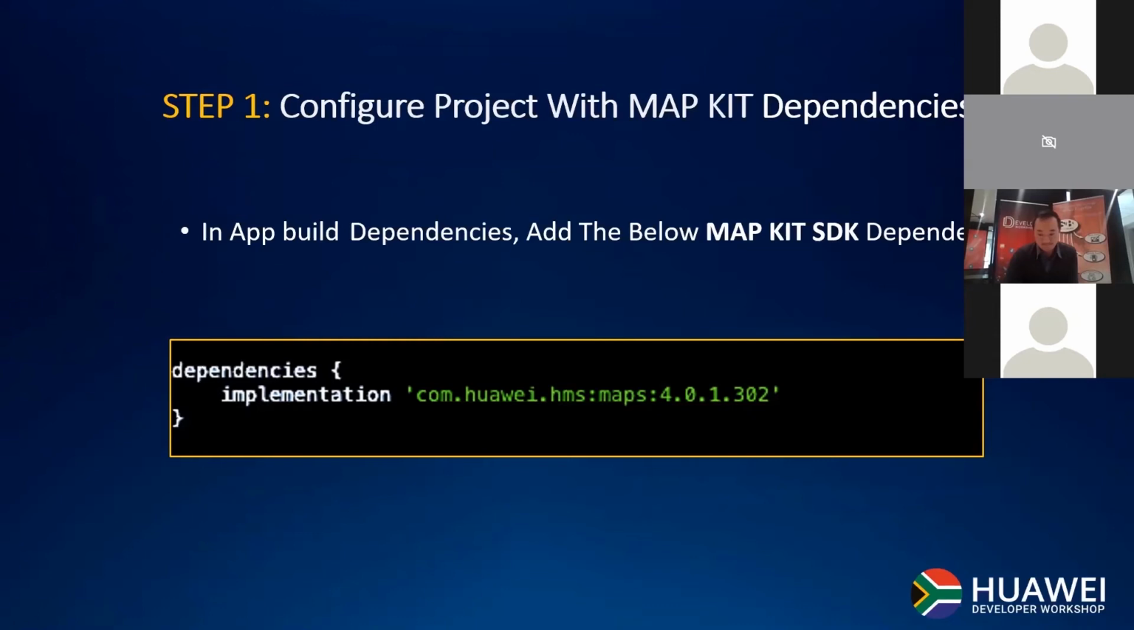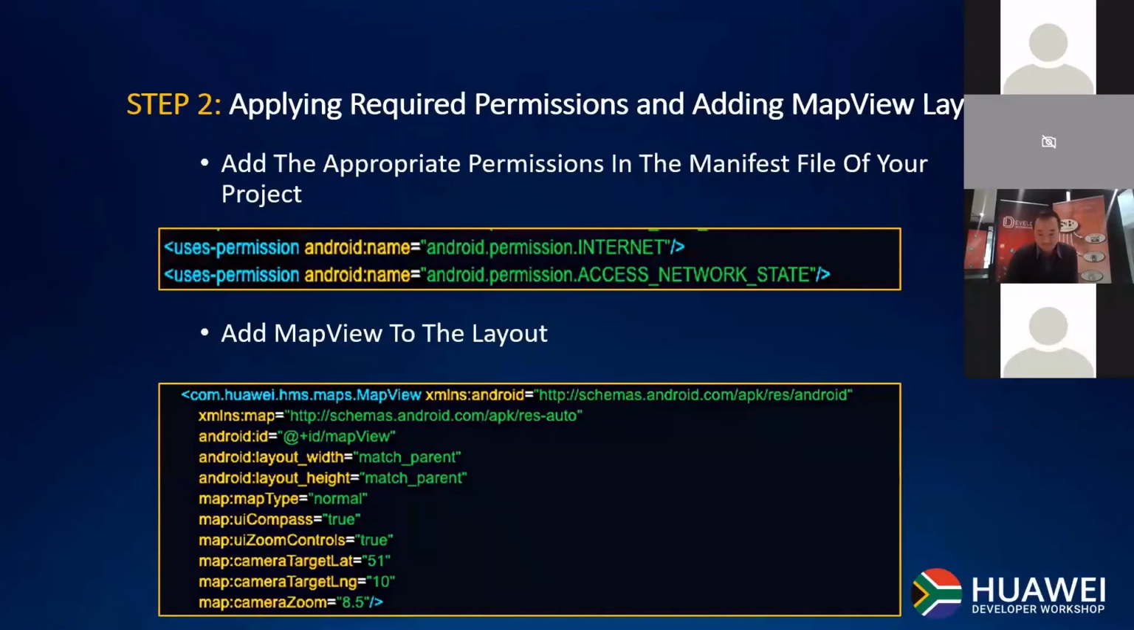In step 2, you need to apply the required permissions and the map view to the layout. The permissions required for the Huawei map to be displayed on the app are the internet and the access network state permissions. These permissions are to be added in your manifest file.